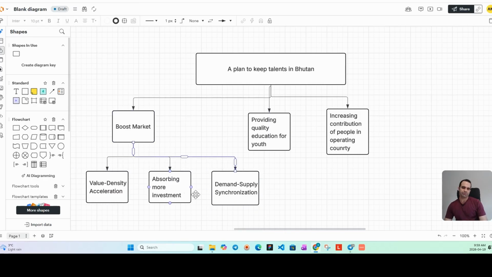So we have three strategies or three behaviors that we need to provide to boost the market. We need to increase the value density acceleration, we need to absorb more investment, and we need to synchronize or coordinate education and the market. Let's simplify it: coordinating education and market.